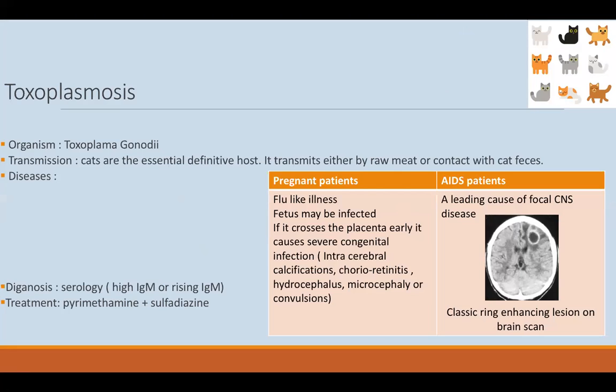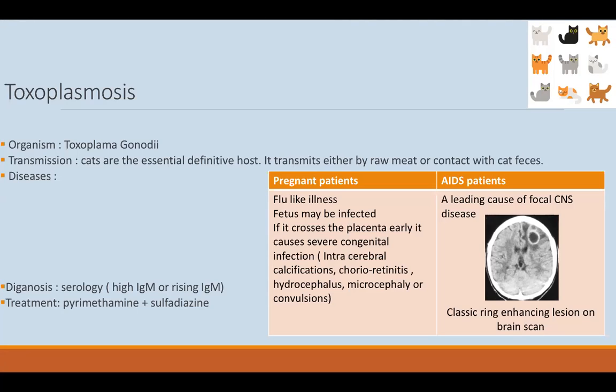The types of diseases it can cause, if we have a pregnant lady and she gets toxoplasmosis, she's going to manifest with flu-like illness. But the problem is that the fetus may be infected. And if the infection crosses the placenta early, it causes very severe congenital infections, like intracerebral calcifications, chorioretinitis, hydrocephalus, microcephaly, convulsions. So it can be extremely fatal for the infant.